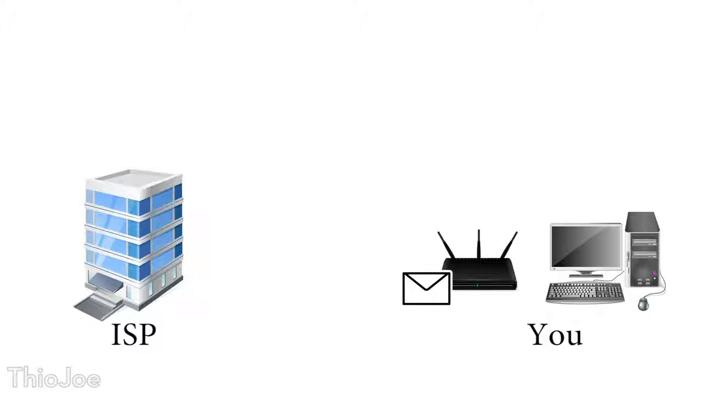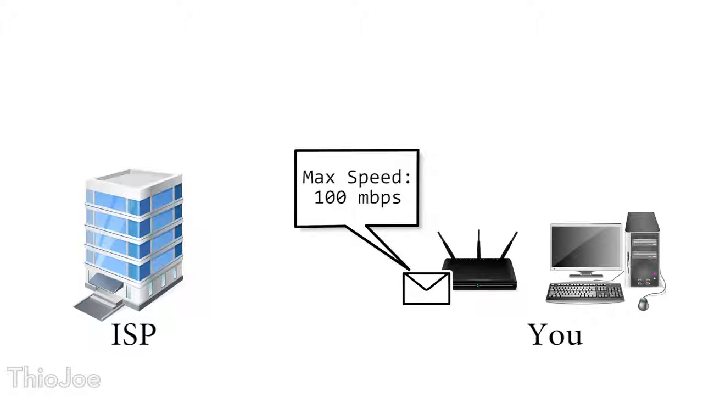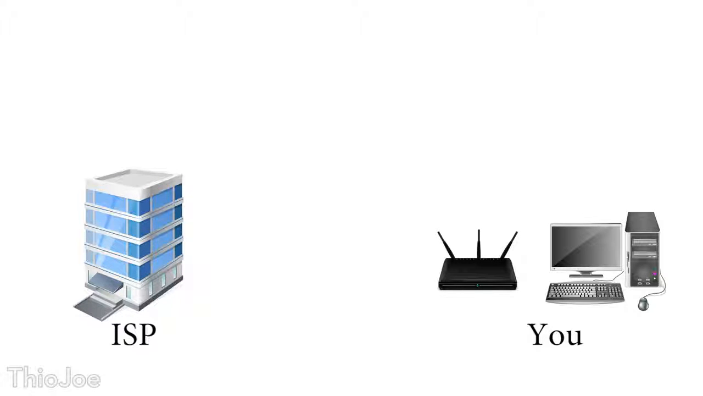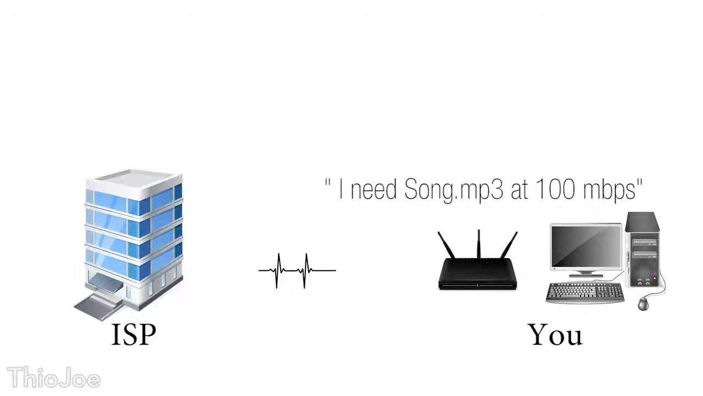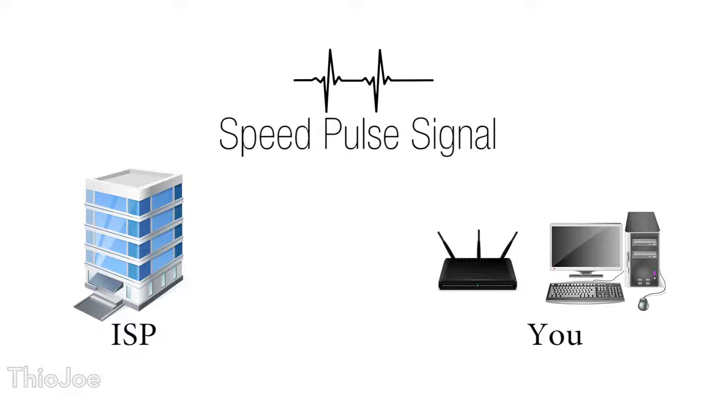This first message sent to your modem contains data on what internet speed you should have so that your router doesn't request more bandwidth than what you're actually paying for. So anytime you go to use the internet to download a file or anything like that, your router sends another signal to the ISP requesting the file at whatever speed you're paying for. And this is called a speed pulse signal.